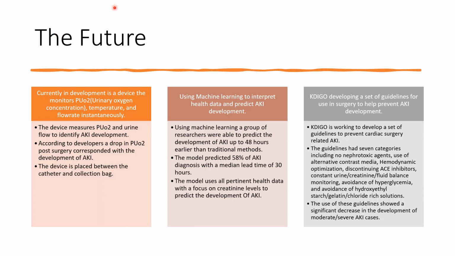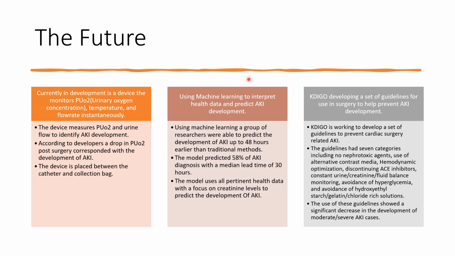Now we're going to look to the future of AKI diagnosing. So currently in development is a device that monitors PuO2, which is urinary oxygen concentration, temperature, and flow rate instantaneously. The device measures PuO2 and urine flow to identify AKI development. So according to the developers, a drop in PuO2 post-surgery corresponds to the development of AKI. The sooner you can identify AKI development, the better the outcome for the patient.